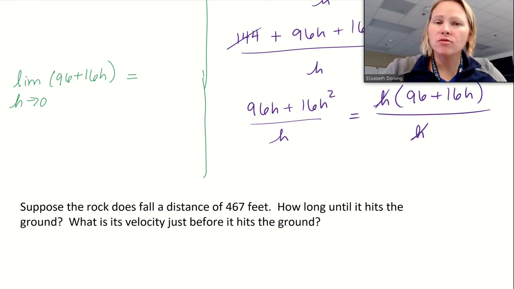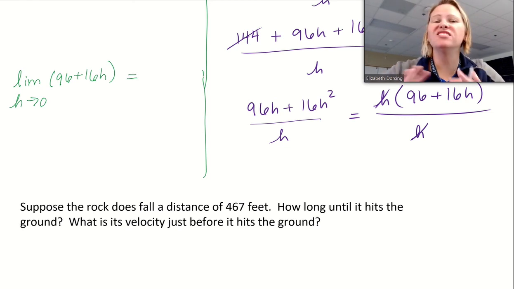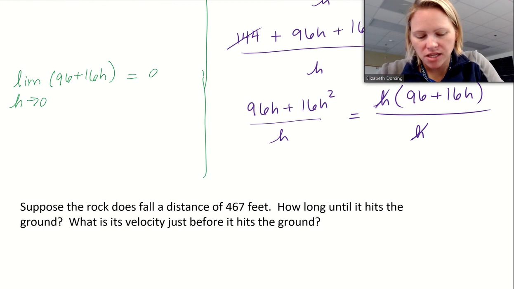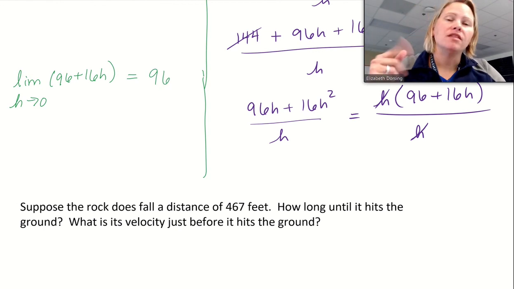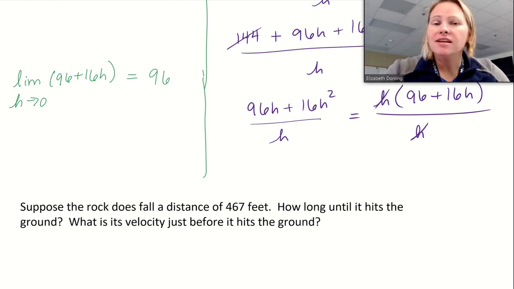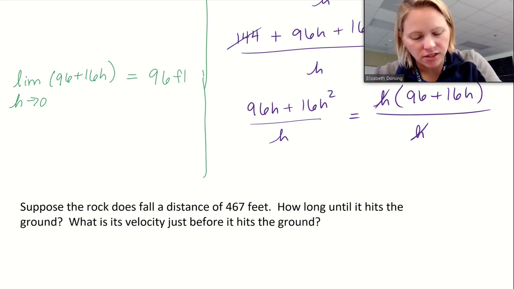When I put 0 in, I get a value. That's okay. Remember, we always start by trying to plug the number in and see what happens. So here I get 96. Guess what? That's the speed of the rock at the instant of 3 seconds. 96 feet per second.